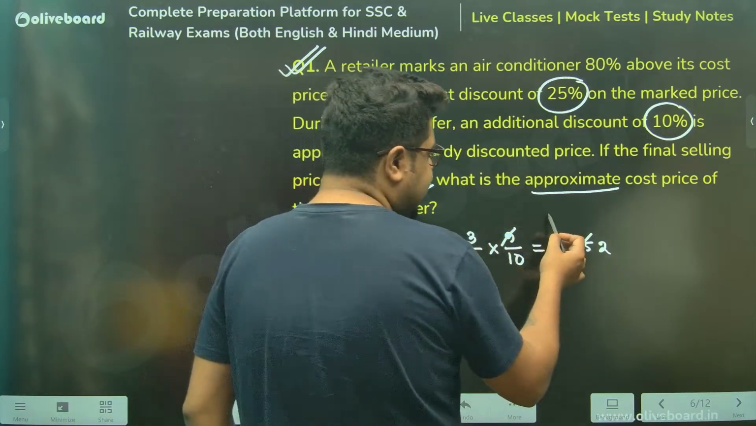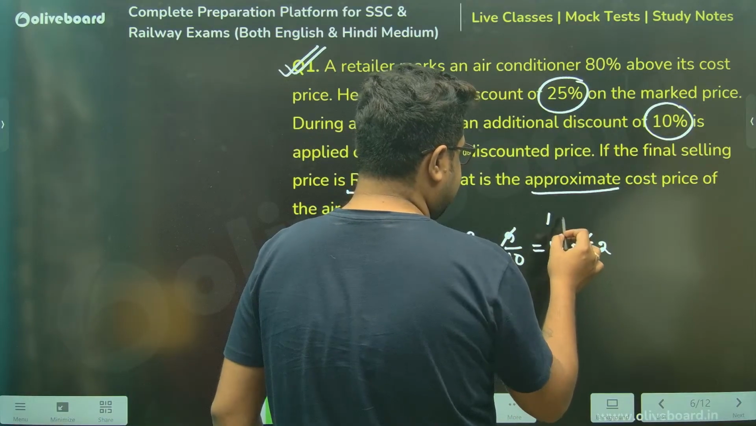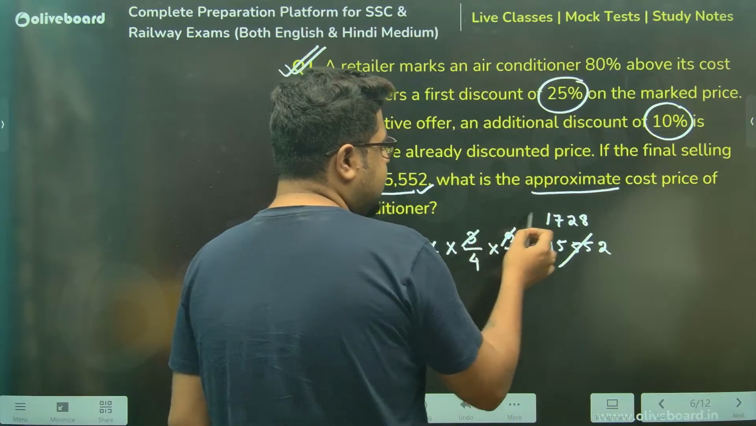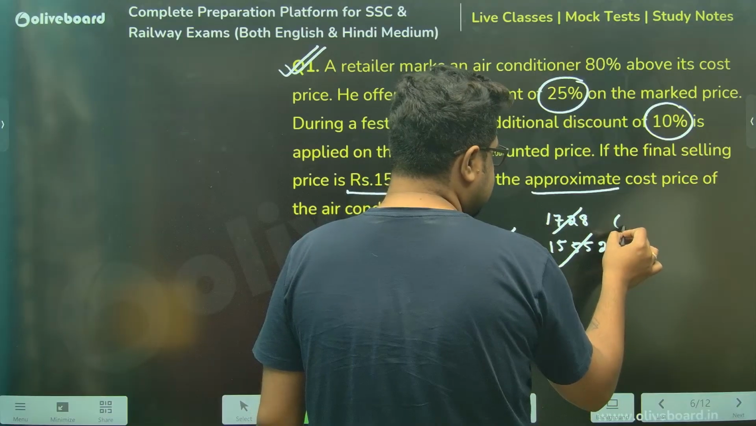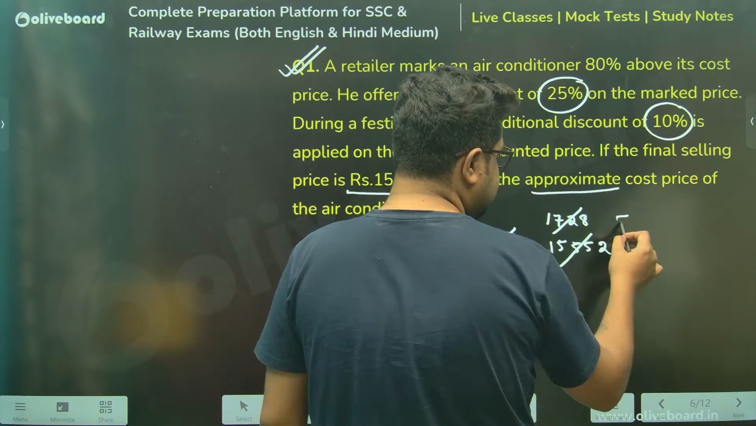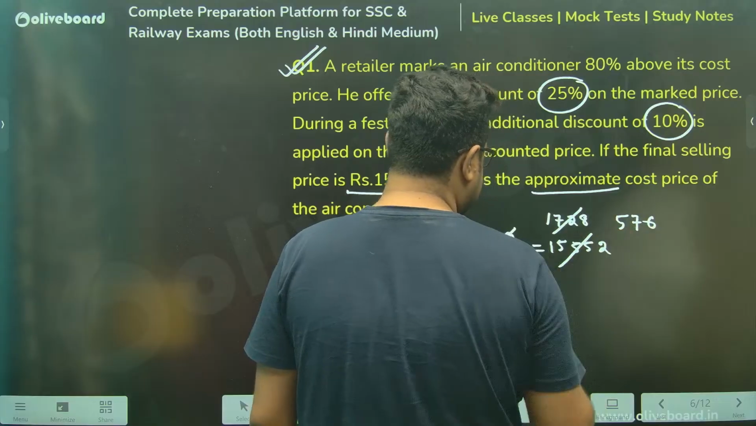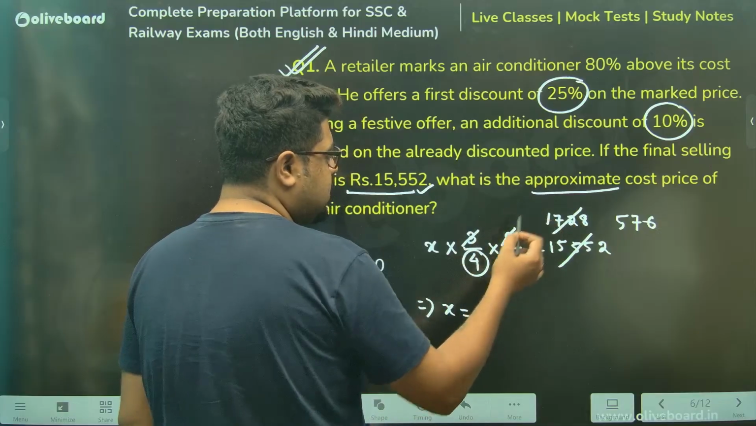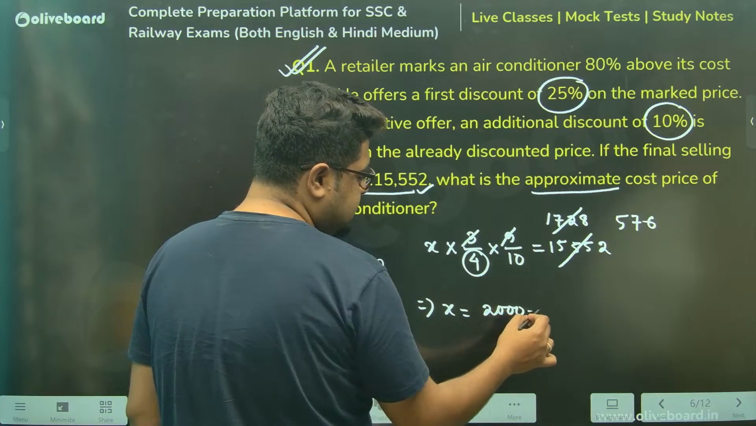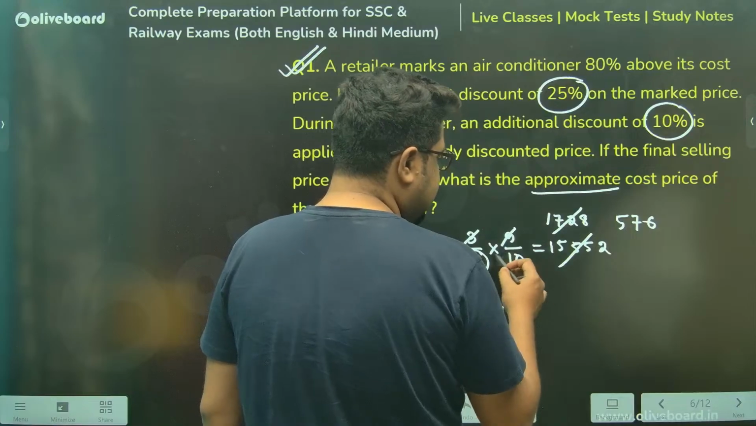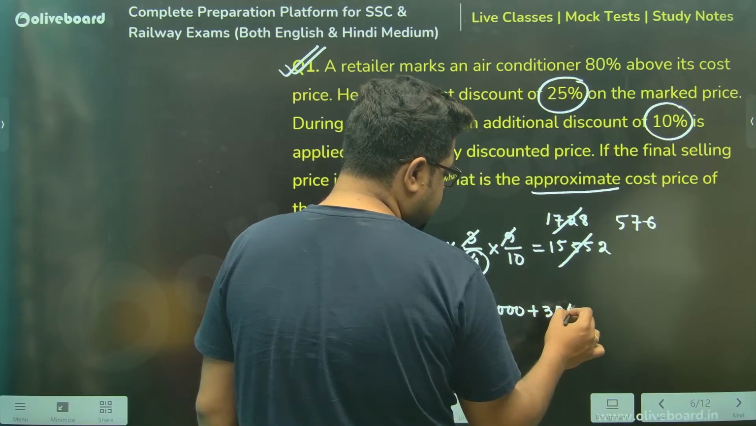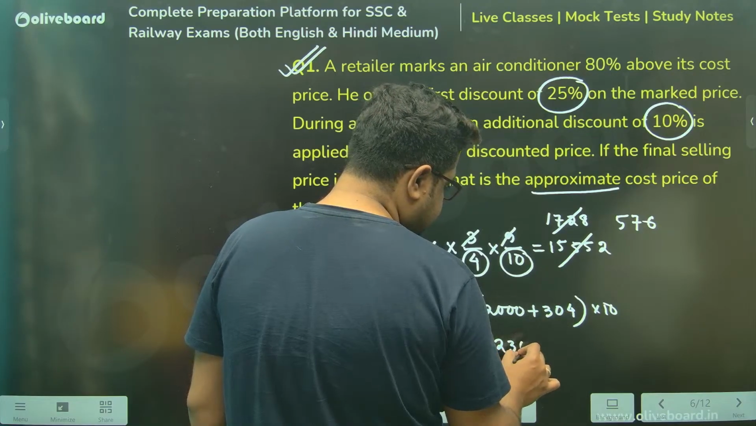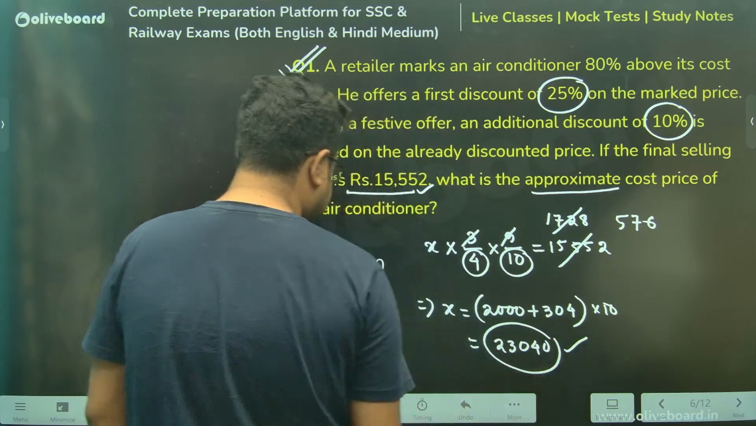Let's do it. 9 ones are 9, 9 fives are 45, 9 twos are 18, so 1728 is divisible by 3. This is 12 cube actually. 3 sixes are 18, 3 fives are 15, 3 sevens are 21. So you will say X will be 576 into 4, that is 2000. 500 into 4 is 2000, plus 70 into 4 is 280, and 6 into 4 is 24, meaning 304. Into this 10, meaning 2304 and a 0, 23,000 something.